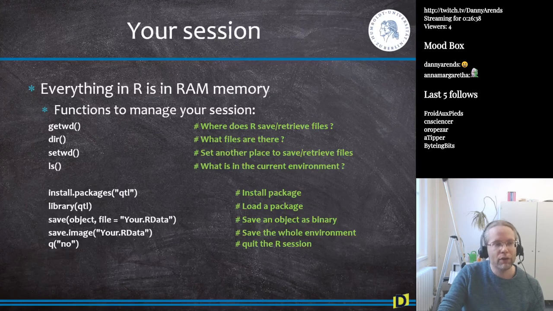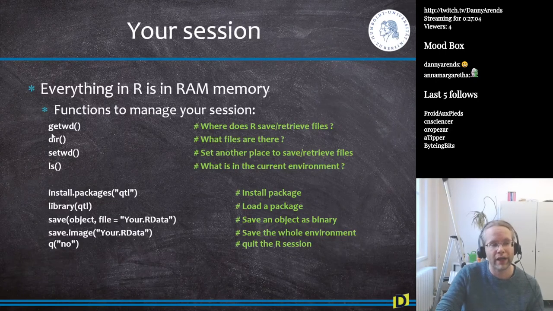All right, so if we want to know where we are on the hard drive, and again, this is the same as in the terminal, we need to figure out our working directory, right? So if I open up R, it will just set the working directory to where R was opened. So that's generally C, program files, R, something like that. But generally, we want to move to a location on the hard drive where we are, right?